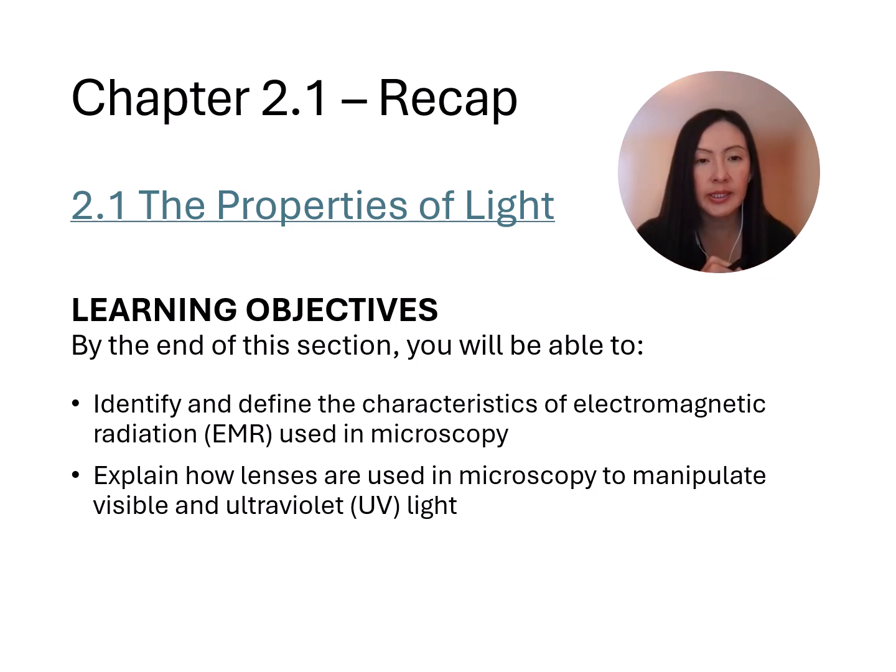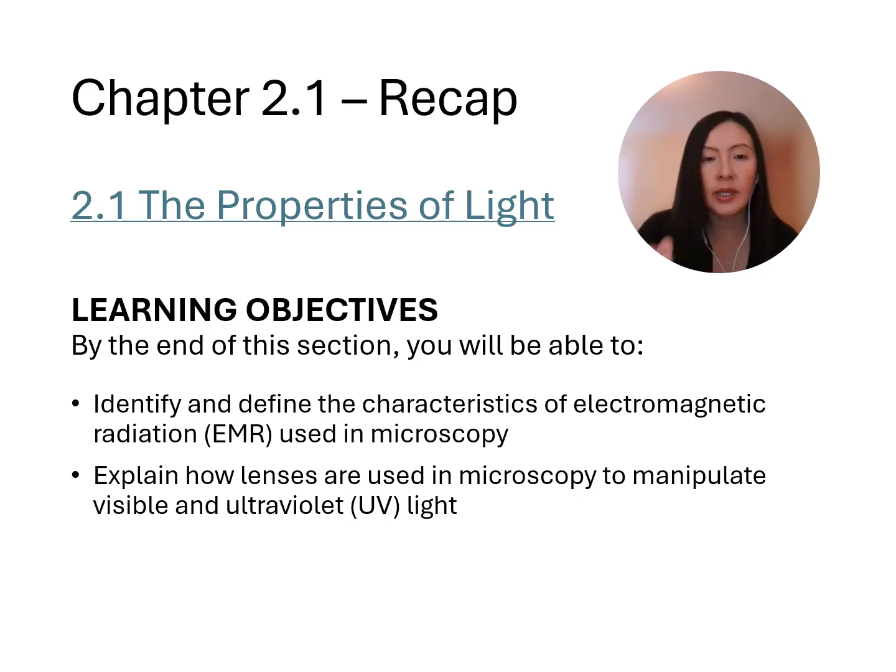Briefly, let's look at these. Identify and define the characteristics of EMR. Remember that EMR, or electromagnetic radiation, is a type of energy that travels in waves, including things like radio waves, microwaves, visible light, UV, and more. So in microscopy, we can use visible light and UV light to visualize really small things. Remember that EMR is characterized by things like wavelength, frequency, and energy, and look at the relationships between those. Remember that shorter wavelengths are going to provide you with greater resolution, such as UV light, compared to visible light.